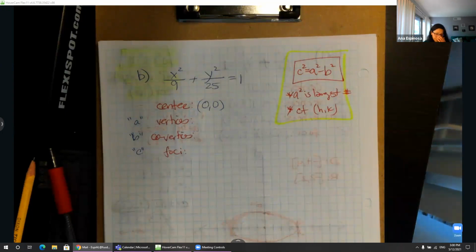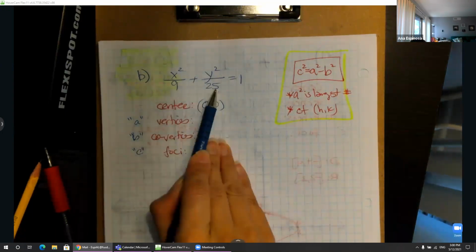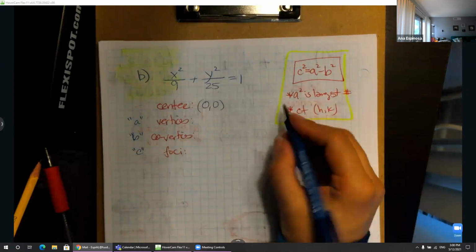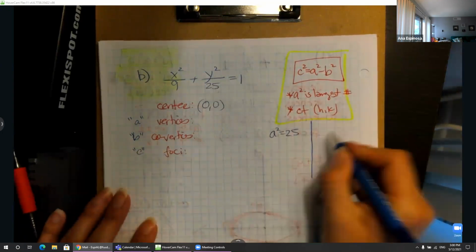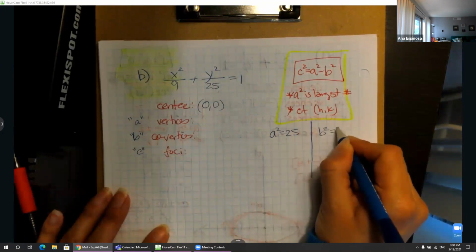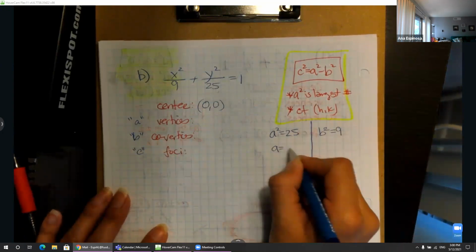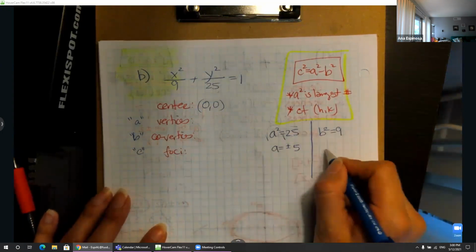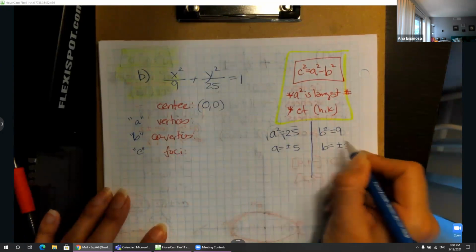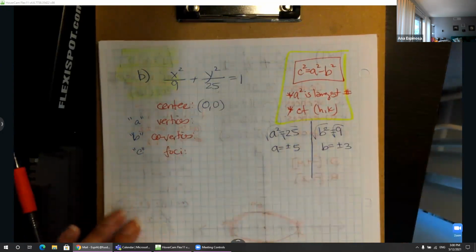All right. So look at the denominators. A squared is the largest. That would be 25. A squared is 25. Therefore, B squared is 9. So A equals plus or minus 5, because you take the square root of both sides. B equals plus or minus 3, because you take the square root of both sides.